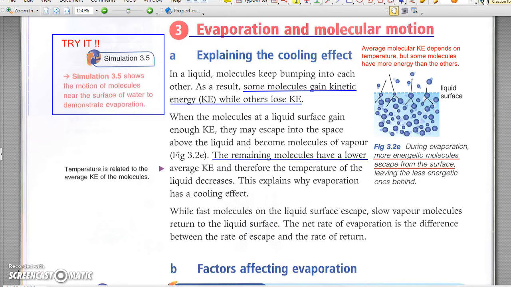On the other hand, vapor molecules also collide. Some lose energy in the collisions, and some return back to the liquid body. The net rate of evaporation is the difference between the rate of escape and the rate of return.